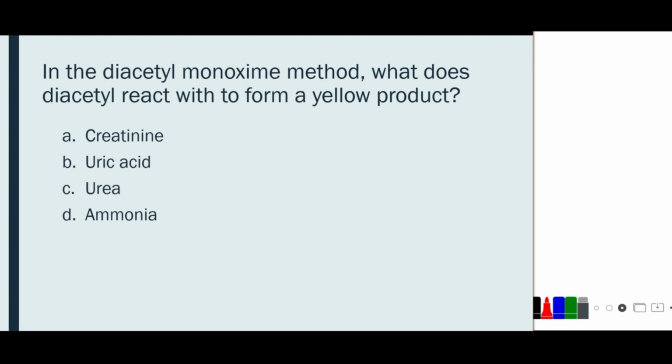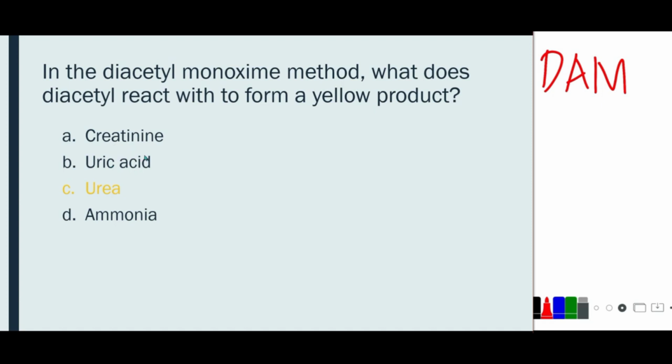A. Creatinine. B. Uric acid. C. Urea. Letter D. Ammonia. So of course, we cannot answer creatinine because we have already discussed the methods for creatinine. So we're left with uric acid, urea, and ammonia. Take note that the diacetyl monoxide method, or the DAM method, is the direct assay for the determination of urea. So the correct answer for this question would be letter C.